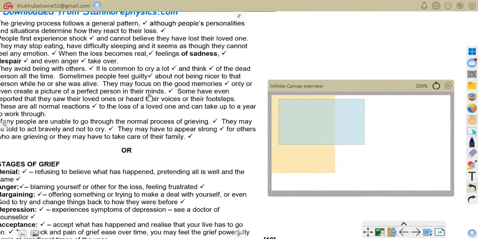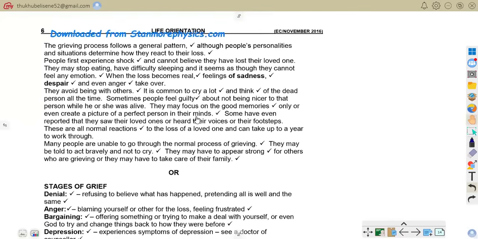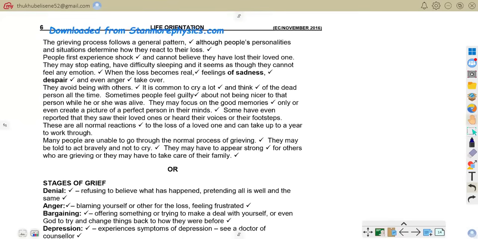So here we are. The grieving process follows a general pattern. Although people's personalities and situations determine how they react to their loss, people first experience shock and cannot believe they have lost their loved ones. They may stop eating, have difficulty sleeping, and it seems as though they cannot feel any emotion.